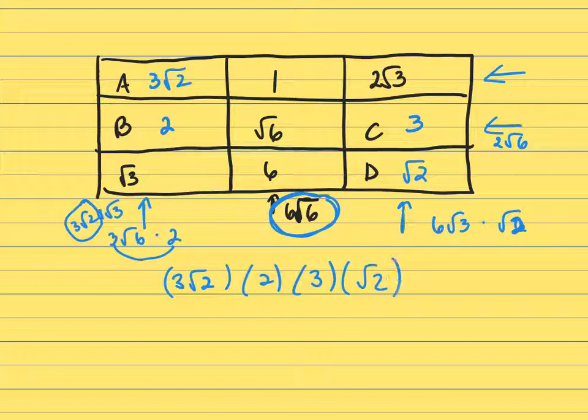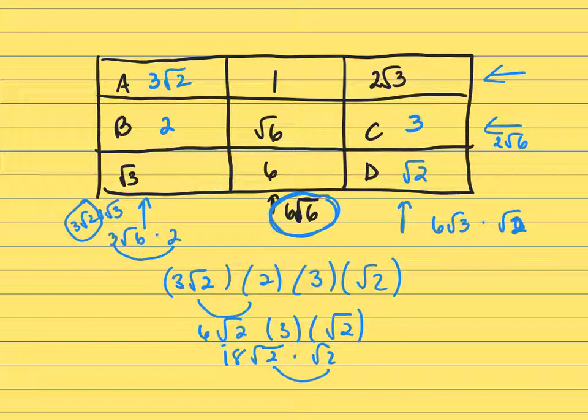So what is A? A is 3 square root 2, B is 2, C is 3, and D is square root 2. So what is that? This times this gives me 6 square root of 2 times a 3 times a square root 2. And 6 times 3 is 18 square root of 2 times a square root 2. And square root 2 times square root 2 is 2. So 18 times 2, which is 36.